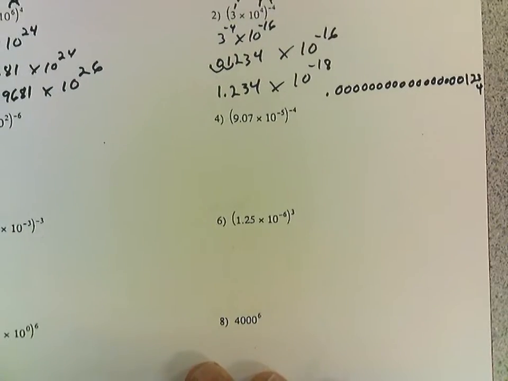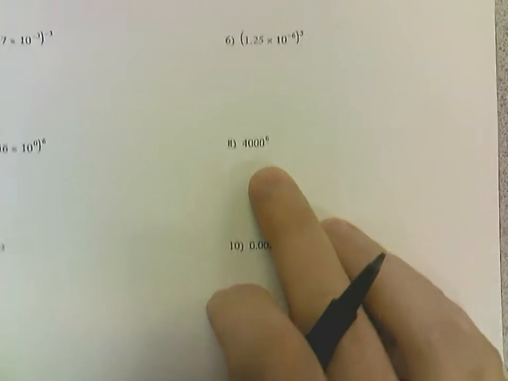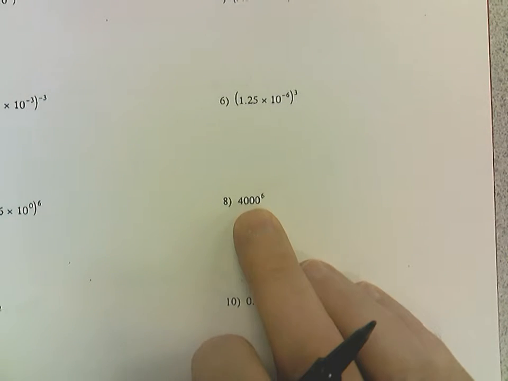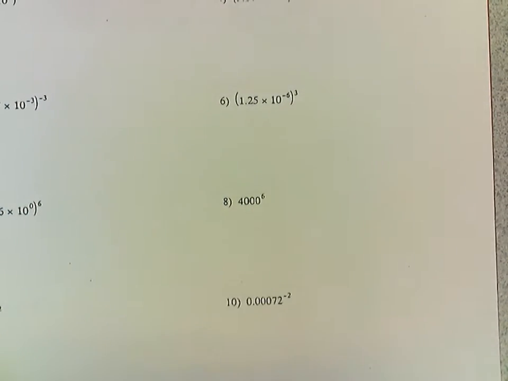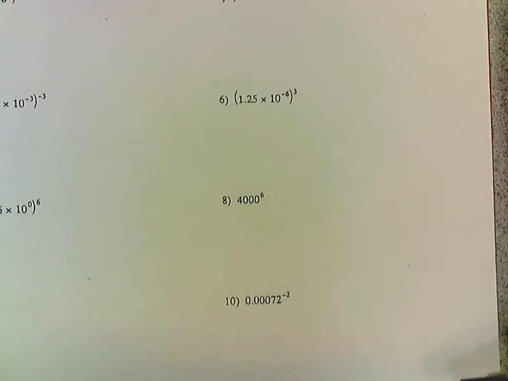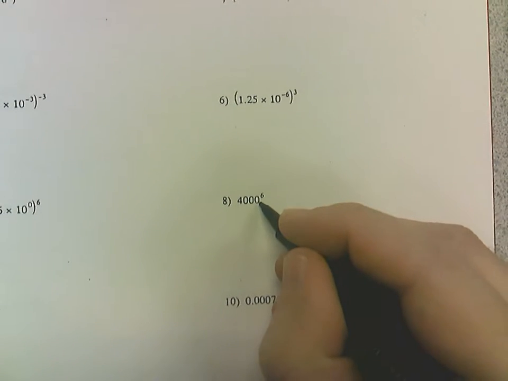Let's do another example here. So here's a good example. So this one is not in scientific notation. So I don't have to put this in scientific notation before I do this. I can just do this and then put it in scientific notation, although sometimes your calculator won't be able to handle it. So let's see if this is a small enough number. 4,000 to the 6th power is too big of a number. So we are going to have to put this in scientific notation.